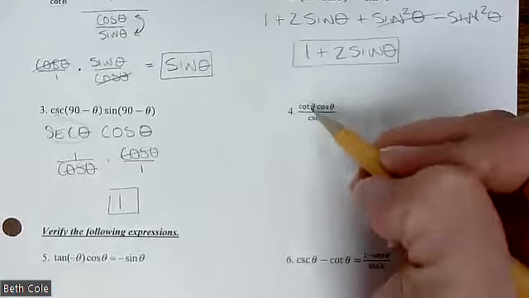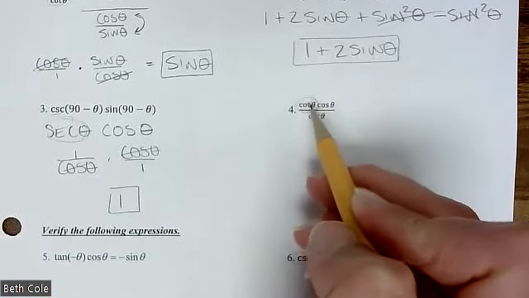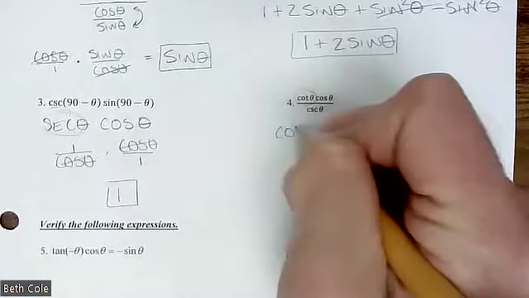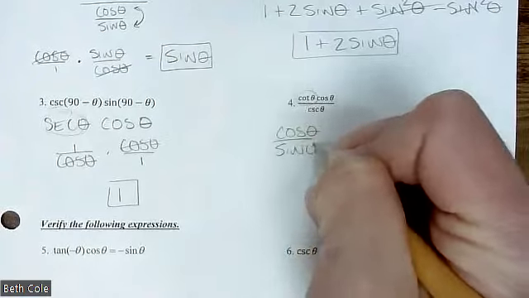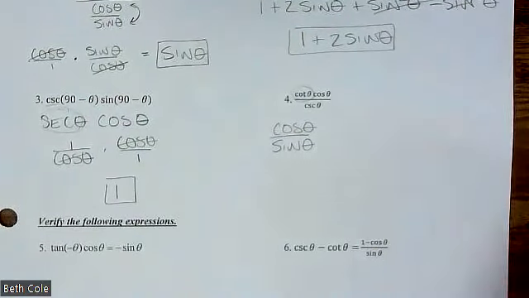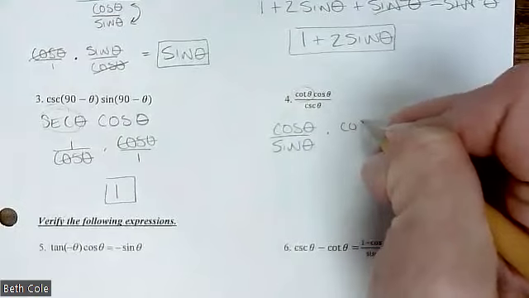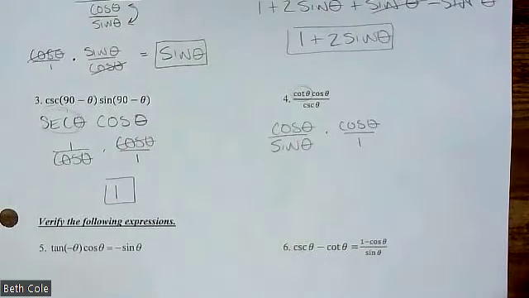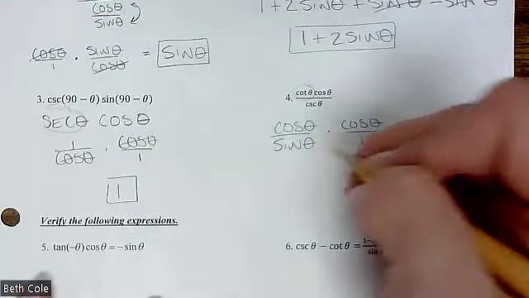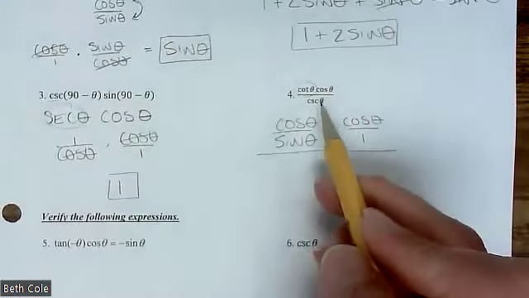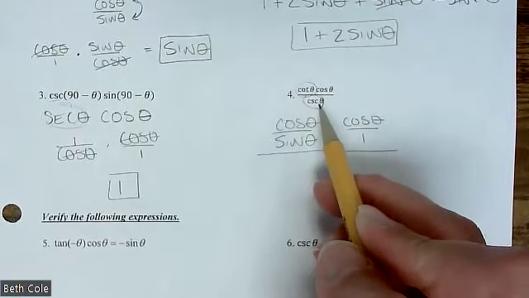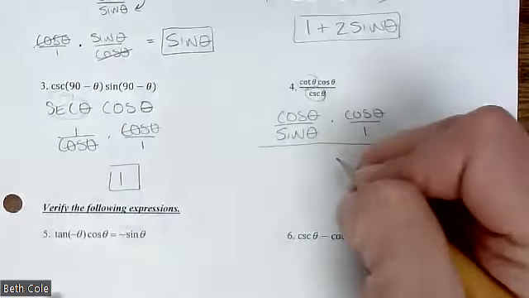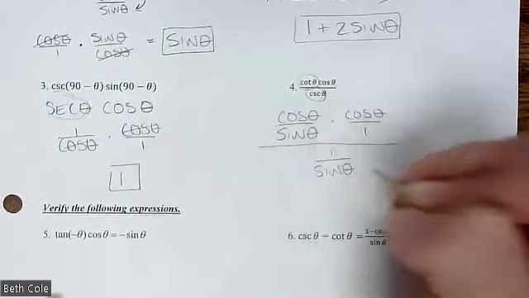All right, last one of these. What can I replace cotangent with? Good, cosine over sine. Perfect. And then we've got cosine, so I want to put that over 1. Remember, if you're not changing something, put it over 1. Big fraction bar, what can I replace cosecant with? Yep, 1 over sine.